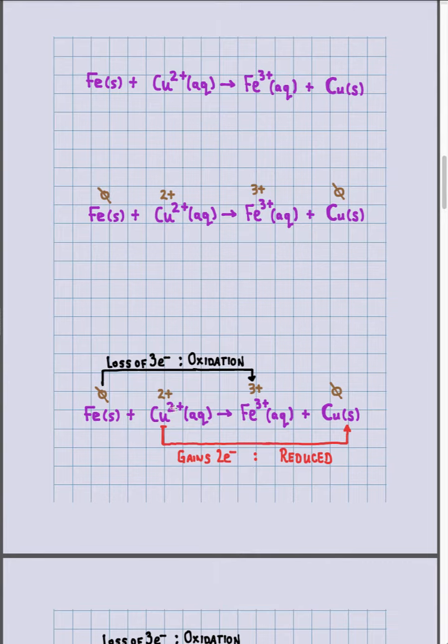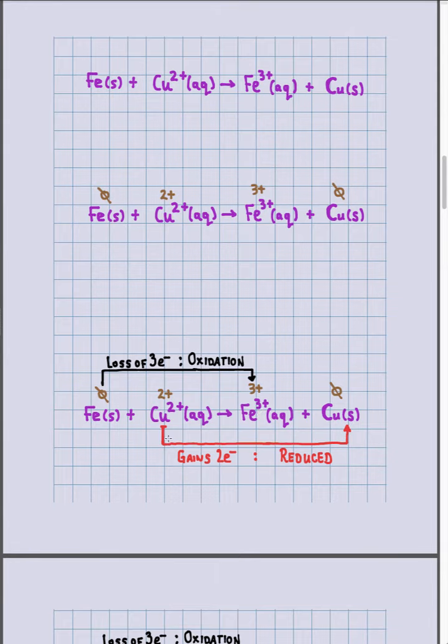Maybe you can. This copper 2 plus goes from a 2 plus to a copper 0, and the iron goes from an iron 0 to an iron 3 plus ion. So this solid iron kind of gets lighter, less mass on this structure, and the iron atoms enter into solution as ions, having lost electrons to the copper.